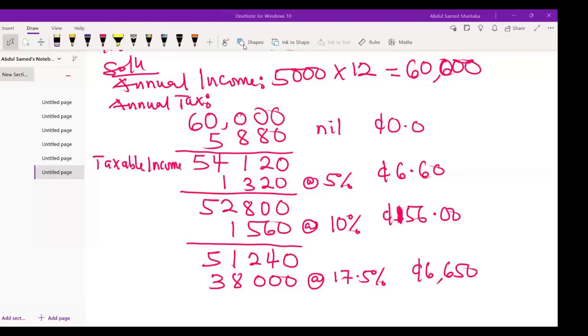1,320 is 66. Okay, let me double check. 0.05 times 1320. Yes, it's 66. I said 66 and somebody said it was. Thank you. You people, you are going to force me to also have to hold a calculator.